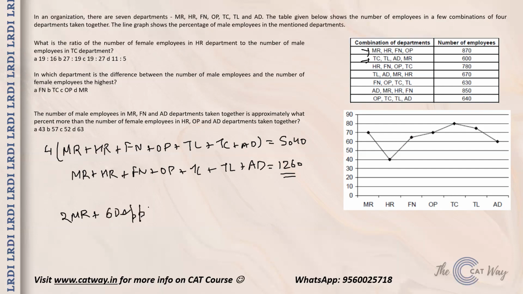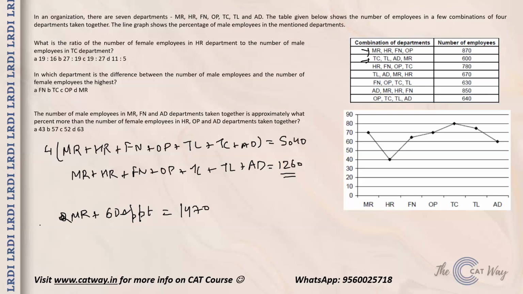Because all other departments have been counted: HR, FN, OP, TL, TC, AD all have been counted, and MR has been counted twice. So 6 departments plus 2 times MR is basically equal to 870 plus 600, right? 870 plus 600 is the total value of 2 MR plus the 6 departments. So that is basically equal to 1470.